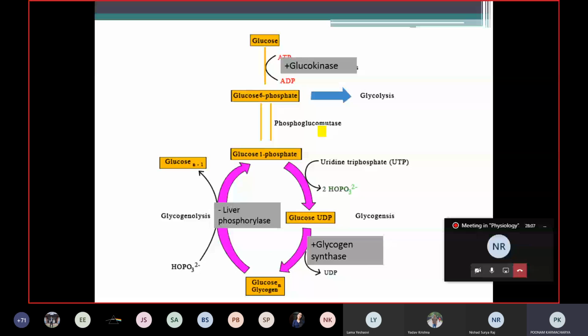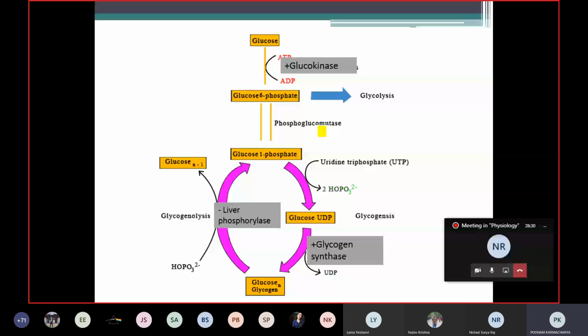It will stimulate glucokinase, it will stimulate glycogen synthase, and it will inhibit liver phosphorylase so that glycogen will not be broken down into glucose. So in this way, insulin helps the cells to take up glucose, and whatever abundant glucose is present in our body will be stored in the form of glycogen.